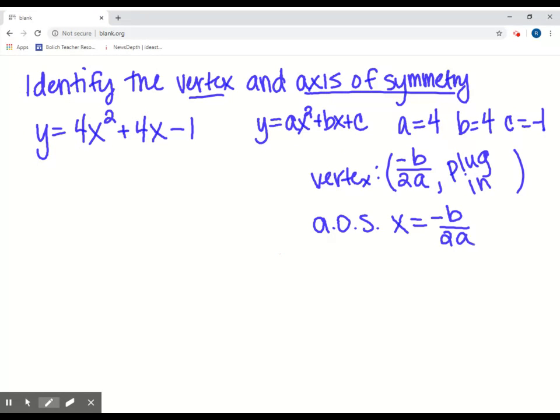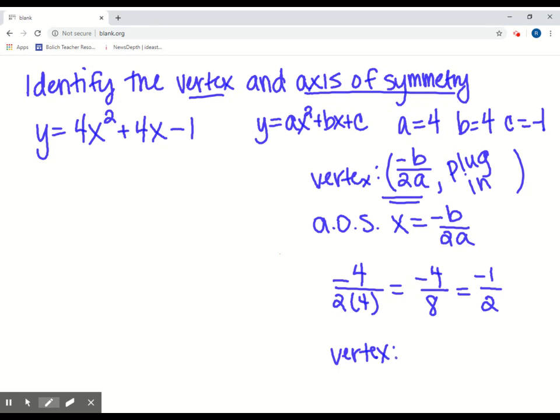So we'll start with negative b over 2a to find this first. So we know b is 4, so we have negative 4 all over 2 times a, which is also 4. And we can simplify this fraction and get negative 4 over 8. And then negative 4 over 8 reduces to negative 1 over 2. So we'll put our vertex down here. Our vertex is going to, at least, have an x-coordinate of negative 1/2.